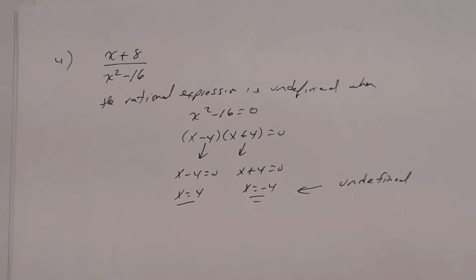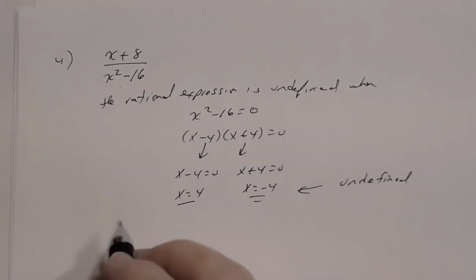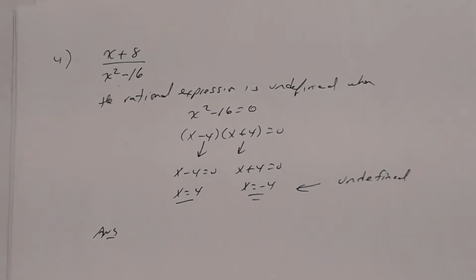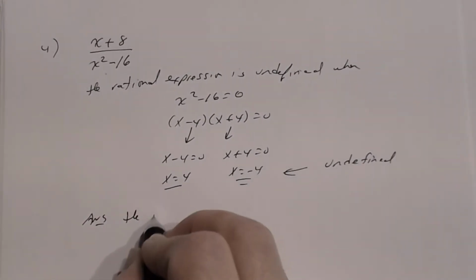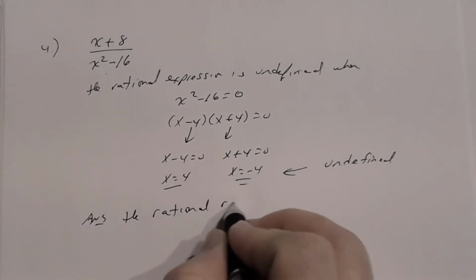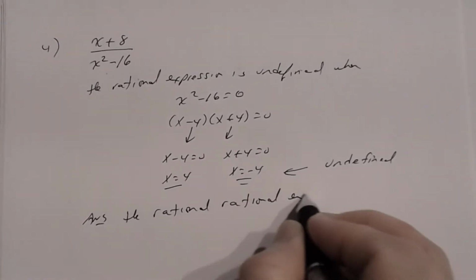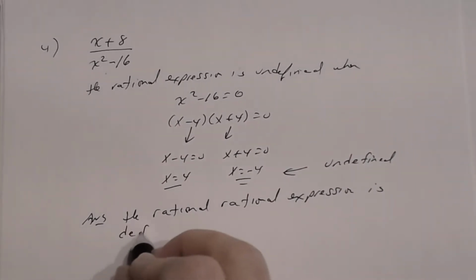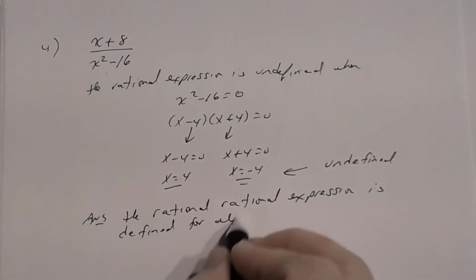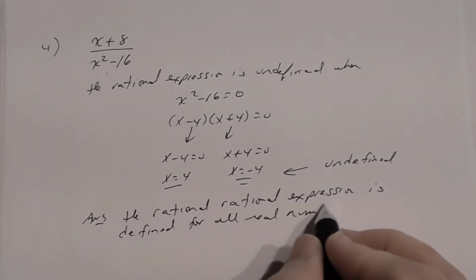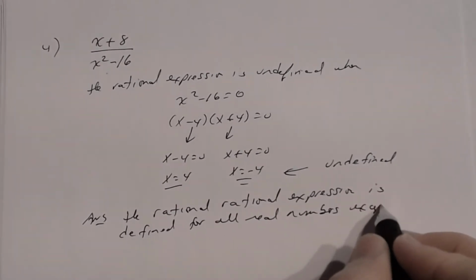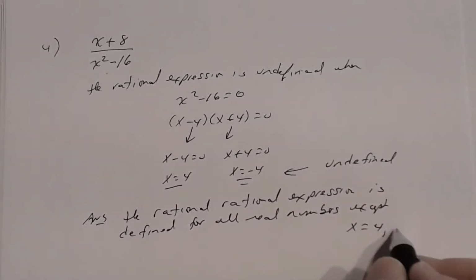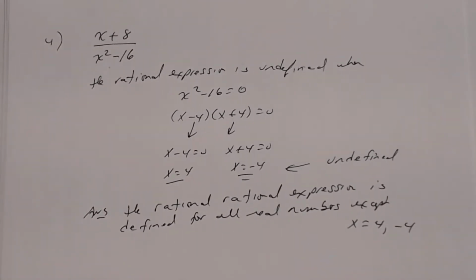But the question was, what values of the variable make the expression defined? Not undefined, but defined. So the answer, you're going to say the rational expression is defined for all real numbers except x equal 4, negative 4. All right?